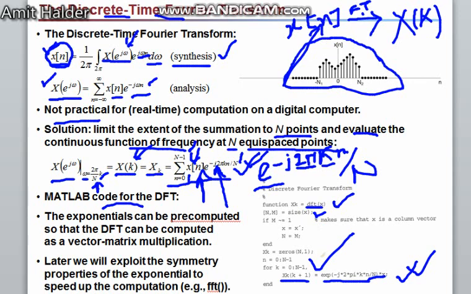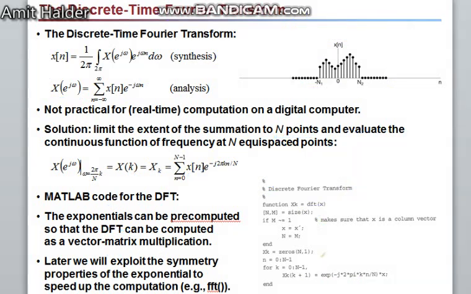So you are not able to find the real code of the DFT, right? You have to make the function in light of the equation: X[k] equals the sum from n equal to 0 to capital N minus 1 of x[n] e to the power minus j 2π kn divided by N. The exponentials can be pre-computed so that the DFT can be computed as a vector-matrix multiplication. Later we will exploit the symmetry properties of the exponential to speed up the computation, just like the FFT, the fast Fourier transform, and we will learn the computational process. There are a lot of processes to compute this.